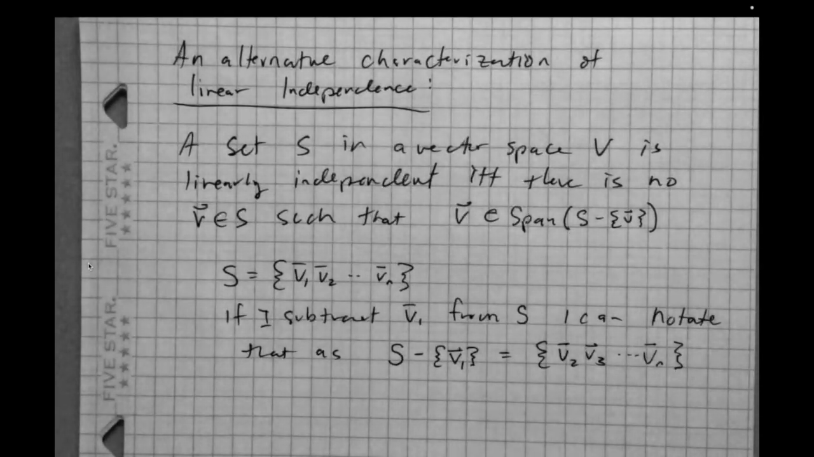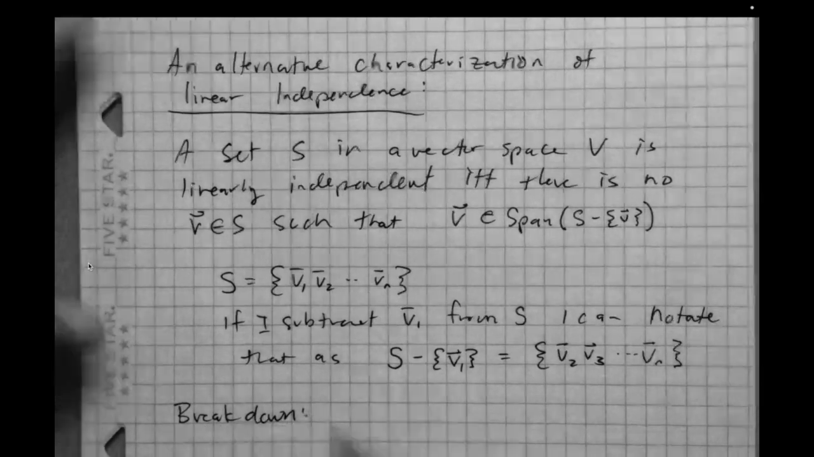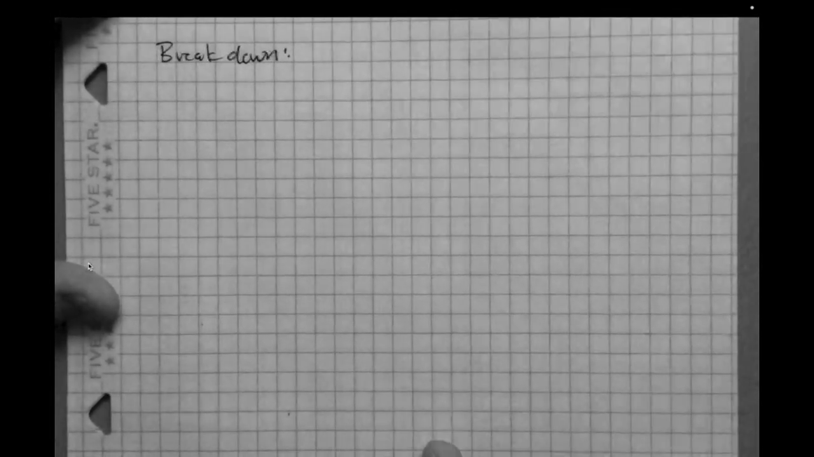Well, if you have a set S in a vector space V, that set is going to be linearly independent if and only if there is no V in S such that after the removal of V from S, we nonetheless retain V in the span. Even after I remove V from S. So let's break this down a little further, because this is a key point. This is very key.